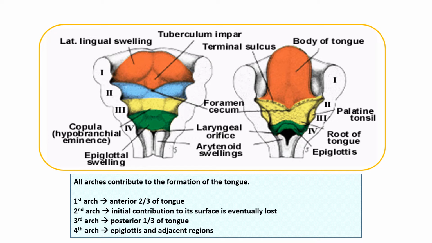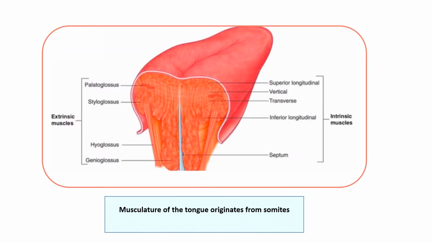The third pharyngeal arch gives rise to the posterior 1/3 of the tongue, and the fourth pharyngeal arch, of course, gives rise to the epiglottis and its adjacent regions. Okay, so what we saw just now was really how the mucosa of the tongue develops.